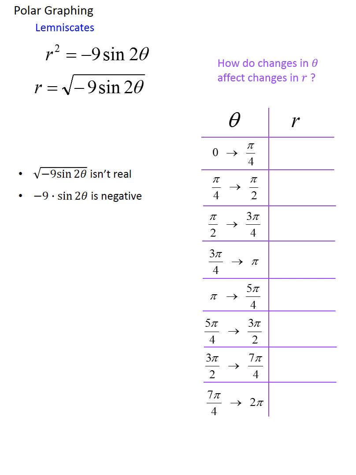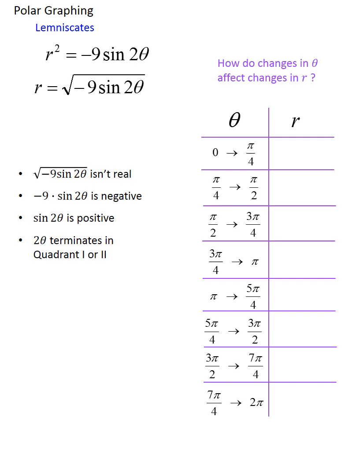Well, whenever the quantity underneath is negative. Well, isn't negative 9 sine 2 theta always negative? Actually, no. If the sine of 2 theta were a negative number, this would be a positive number. But it's going to be negative whenever the sine is positive, and the sine of an argument is positive whenever that argument terminates in quadrant 1 or 2.